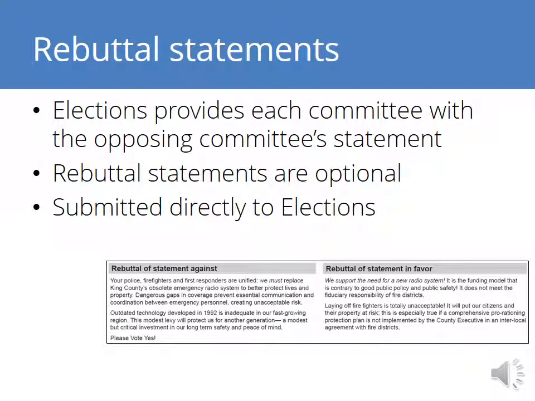The day after the deadline to submit pro and con statements, King County Elections will email the opposing committee's statement to the committee members. Each committee then has the opportunity to write a rebuttal statement. The rebuttal is not required. The committee also submits this statement directly to King County Elections. As always, the statements must be received no later than 4:30 p.m. on the day of the deadline. No late submissions will be accepted.